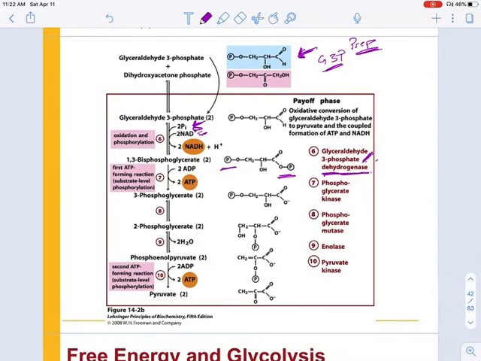Then we have 1,3-bisphosphoglycerate, which has those two phosphates in it. We're going to extract one of those phosphates to form ATP from ADP. And that is the first substrate level phosphorylation event. And the result there is going to be 3-phosphoglycerate. So you have your phosphate group attached to carbon number 3, and then you've lost one of the phosphate groups over there.